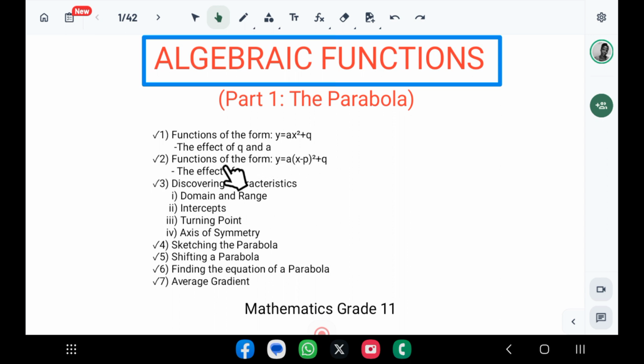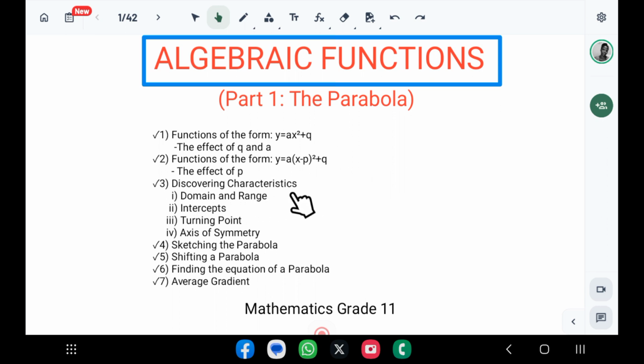Number 2, we're going to look at functions of the form y equals a(x minus p) all squared plus q, which is basically a parabola not only shifted about the y-axis up and down, but also shifted about the x-axis to the left and to the right. And we're going to look at the effect of p.